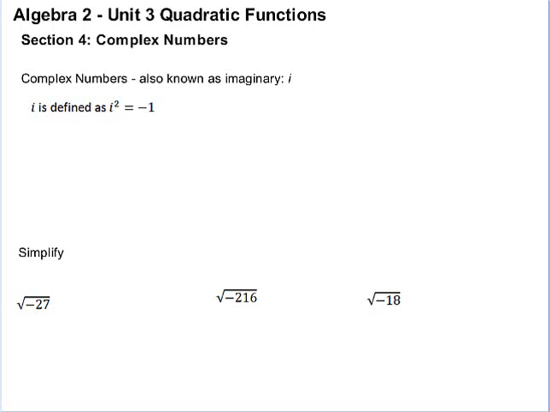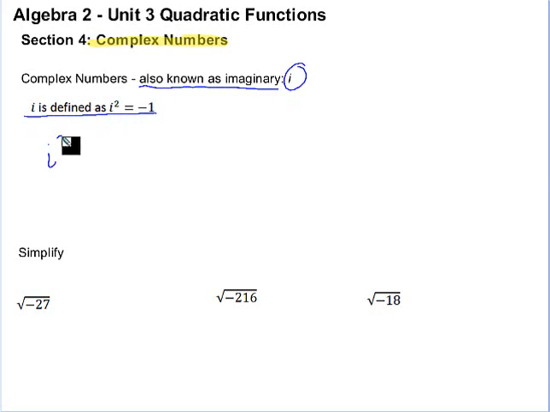Today we'll be discussing our fourth section in quadratic functions, and our fourth section is on complex numbers. This is a brand new topic for us. So complex numbers. It is also known as an imaginary number, and it is represented by the letter i. i is defined as i squared is equal to -1.